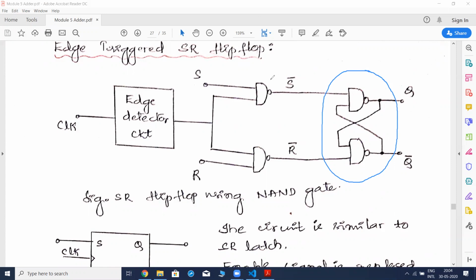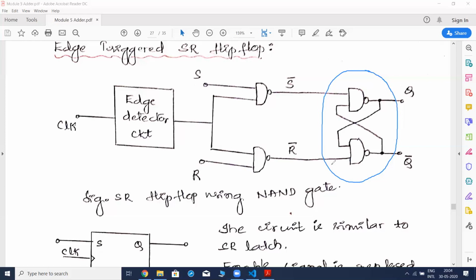To the latch, we have two more gates that are used. To one of the gates we have connected the input S, and the other input is nothing but the clock. Now down we have one more NAND gate. To that NAND gate we have connected R. This is one more input. The other input for this lower NAND gate comes from the edge detector circuit, which in turn is the clock signal. Thereby our SR flip-flop is constructed using NAND gates like this.